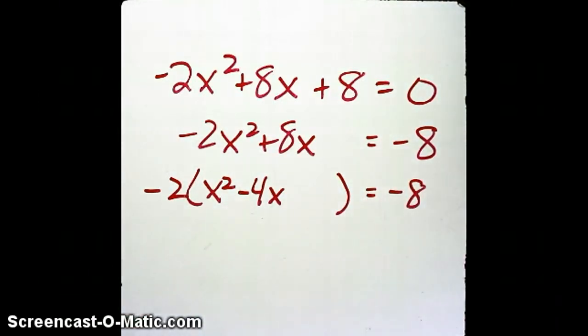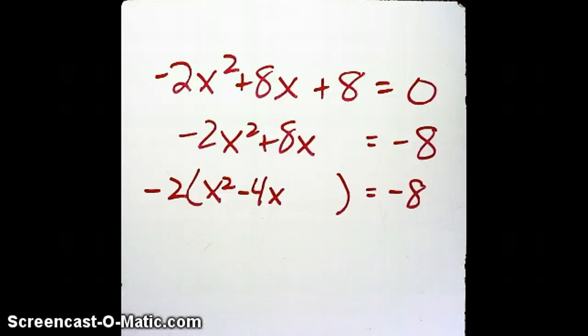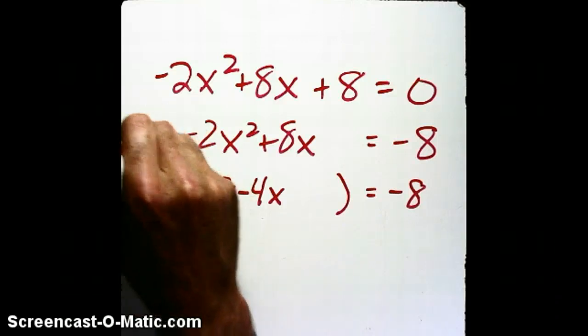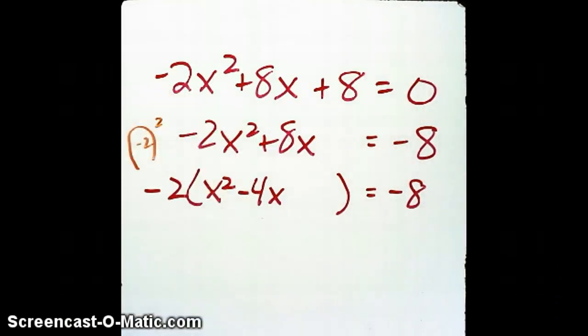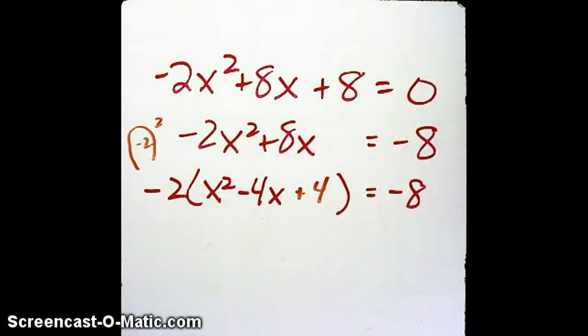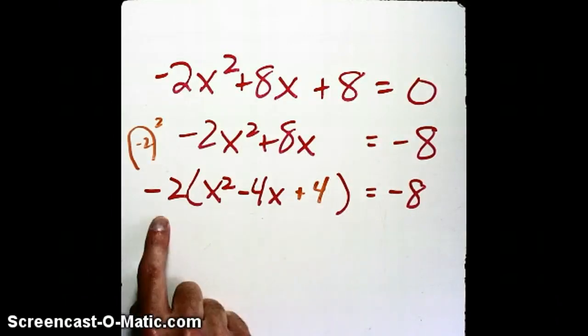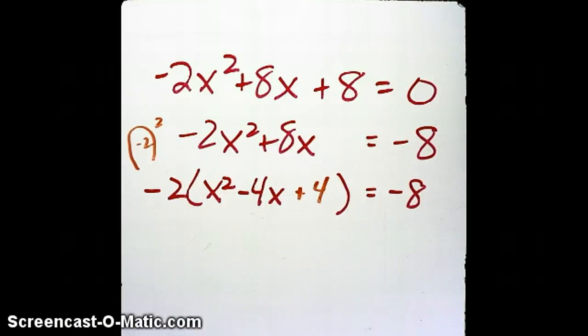Now I can use the complete the square procedure. I take half of the -4, which is -2. I square that and I get 4. I have to add that here. But wait a minute, I have to add something to the other side too. Notice what I'm adding to the other side. I'm not adding 4, I'm really adding 4 times a negative 2. So 4 times a negative 2 is negative 8. I'm adding negative 8.